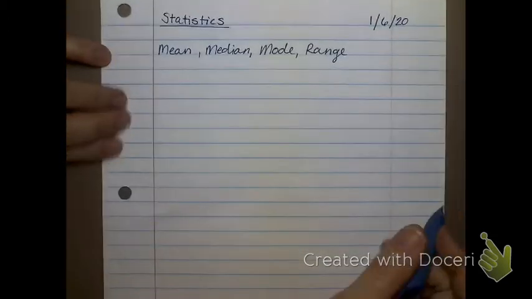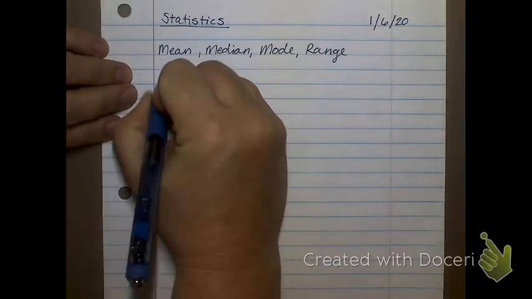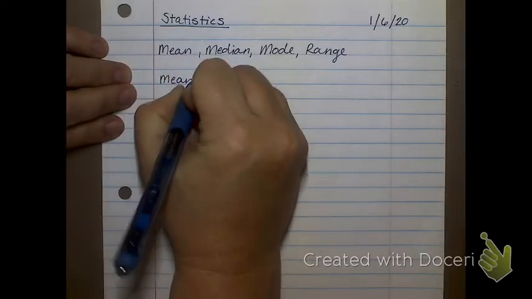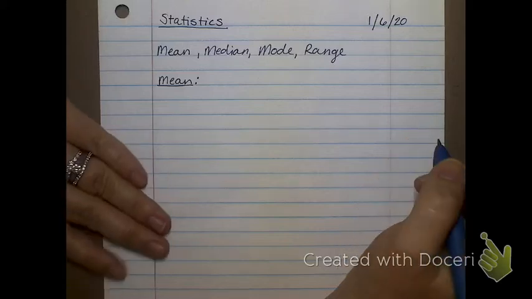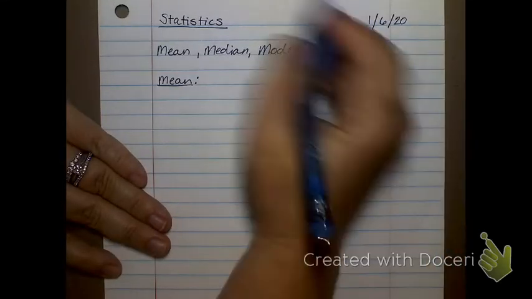Okay, so how do I find the mean of a set of numbers? What's the other word for mean? Average.